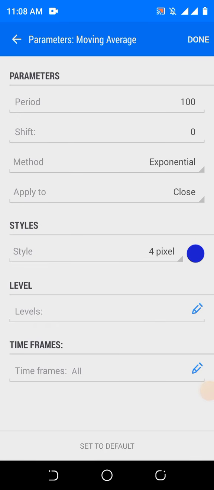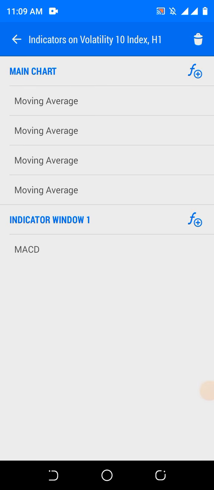Do you understand? Right, so the third moving average, the period is 19, shift 0, method exponential, apply to close. Now the color of the style is green. All right, now the fourth moving average, the period is 7, shift 0, method exponential, apply to close. Now the color is yellow. Do you understand? So that's all for the moving averages.